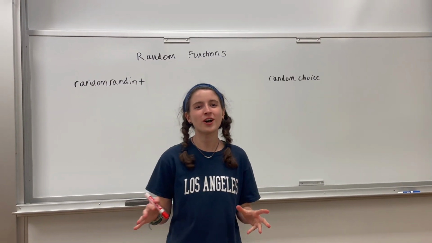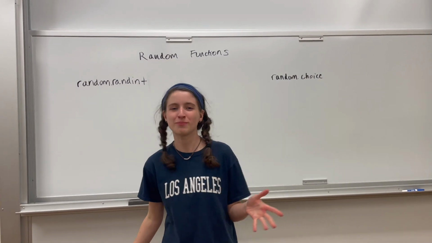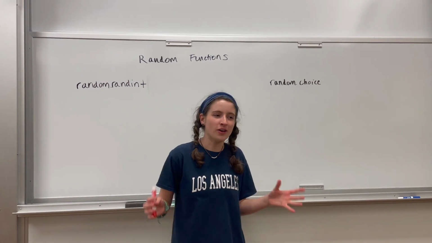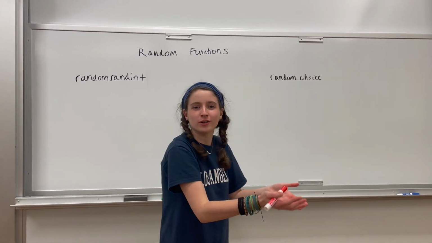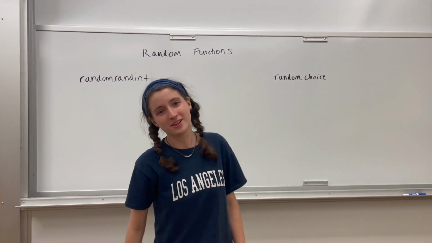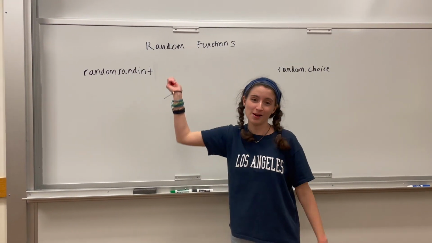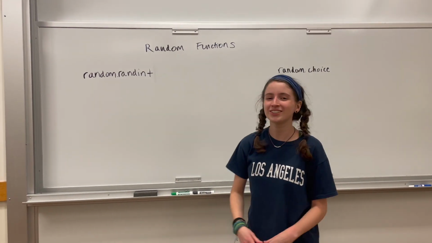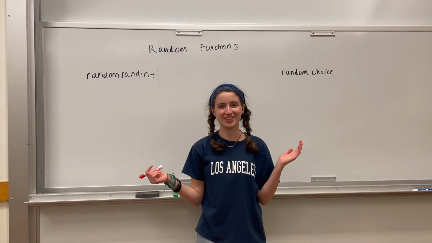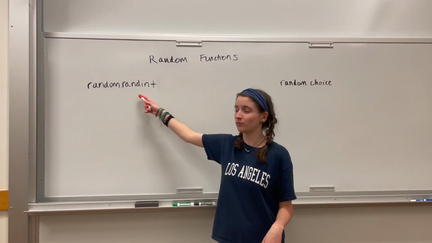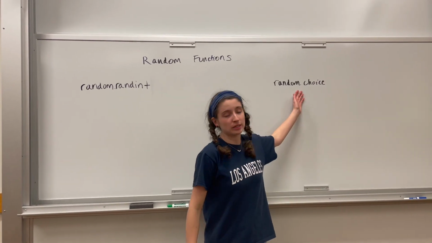So today we're going to talk about random functions, and by that I don't mean a random assortment of functions that we use. I mean functions from the random library. Basically, there are two main functions from the random library that we use. The first one is random.randint, and the second one is random.choice.